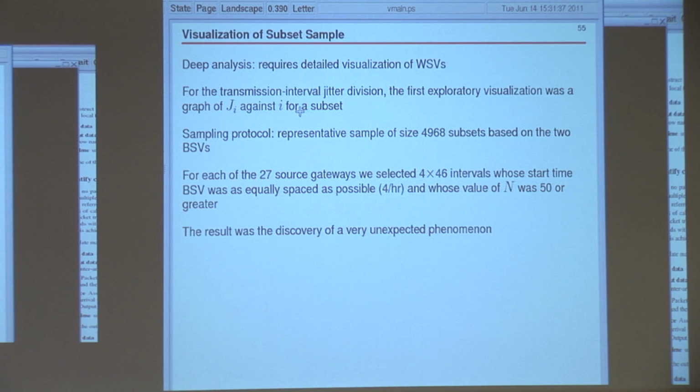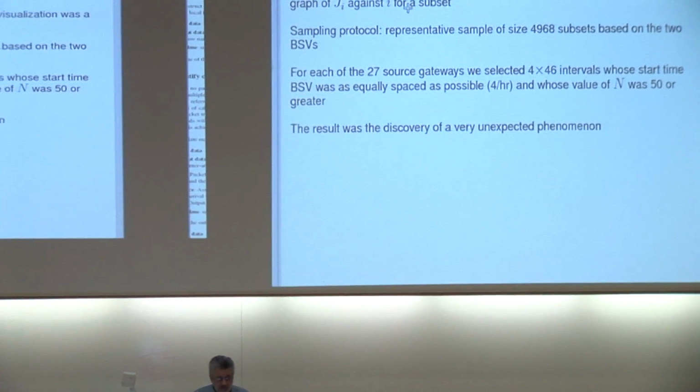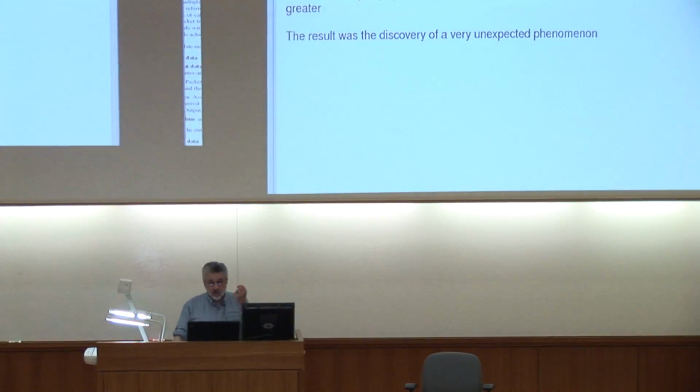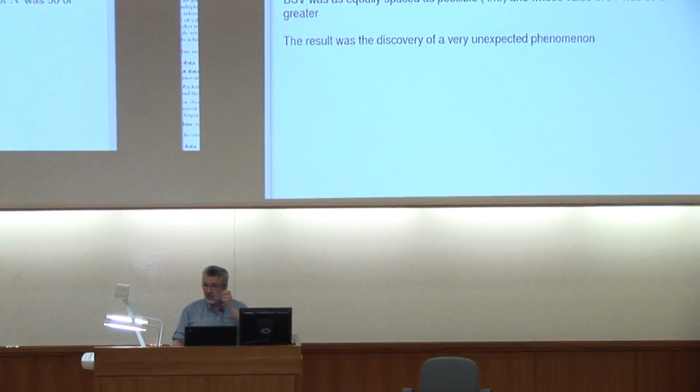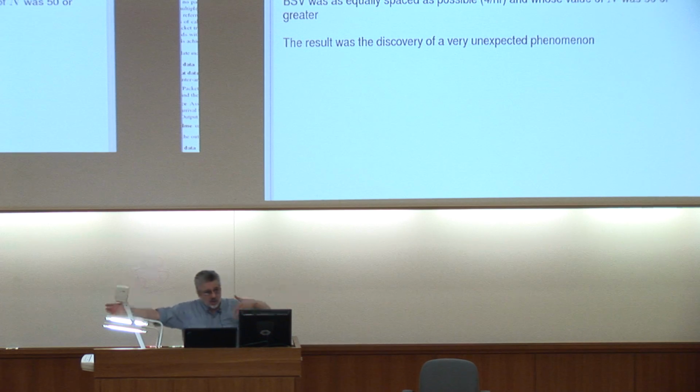So again, even though we have this large complex data set, we want to do some visualization at a detailed level. So we're going to sample these 14 million intervals and try to get something that is representative with regard to source gateway and representative with respect to traffic rate. For each of the 27 source gateways, we selected 4 times 46 intervals. Actually, these data were only going on for 46 hours, not 48. Let's not worry about why at the moment.